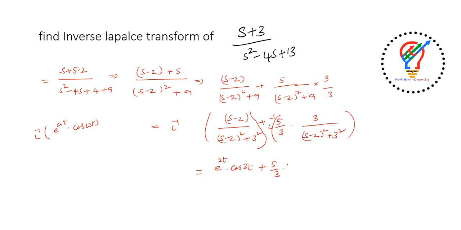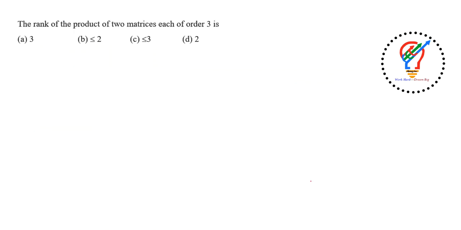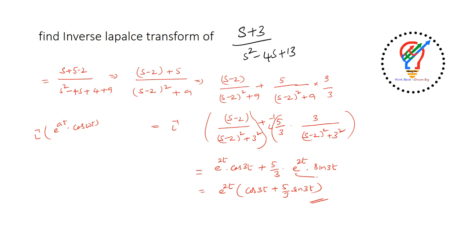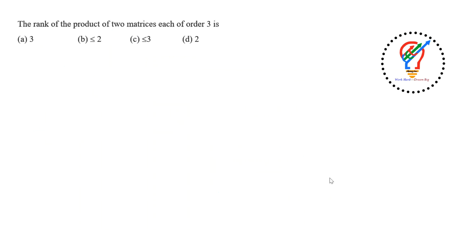5 by 3 as it is into e power 2t into sine 3t here. Okay, so if we further simplify this, if we make e power 2t common, cos 3t plus 5 by 3 into sine 3t here. Okay, so answer will be e power 2t into cos 3t plus 5 by 3 into sine 3t. So the same formula we discussed in our first question of this video here. Okay, so we'll move to the next question.